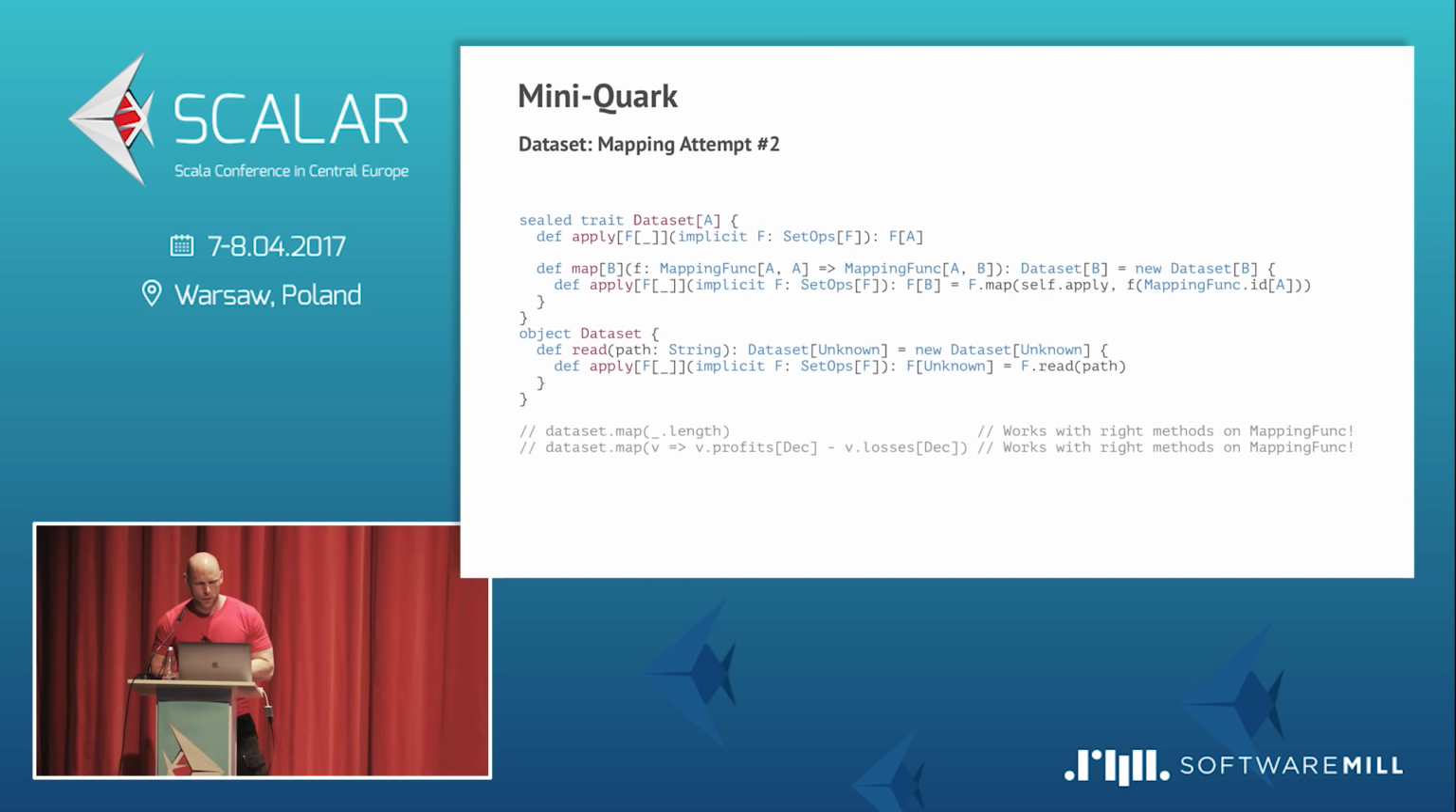Turns out there's a really simple way to solve this problem, and that is, instead of f being a mapping func, it's actually a function from a mapping func of a to a, to a mapping func of a to b. And using this solution, we can now express RDD-style operations quite naturally. We can map the arrays to their length. We can map v's to the profits minus the losses. We can treat this as if we're operating on an individual element here and using ordinary Scala syntax, including underscore notation, to build up these mapping operations.